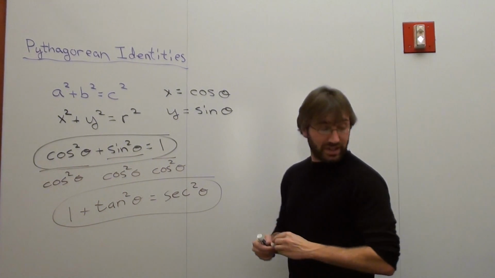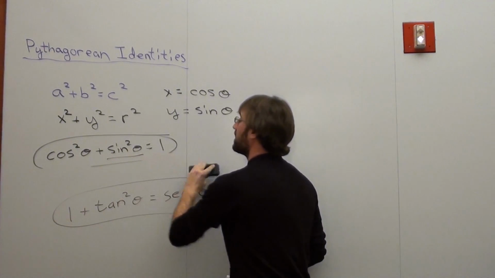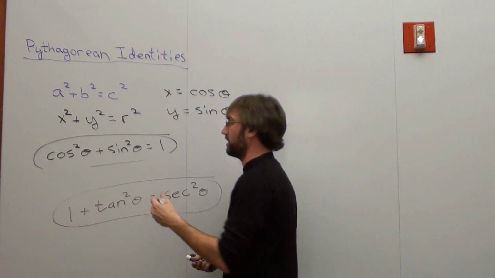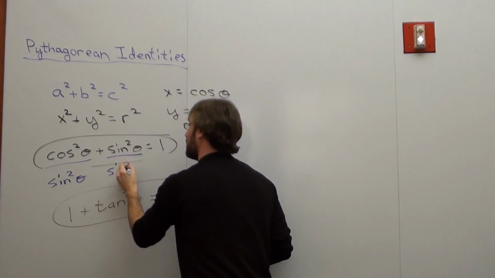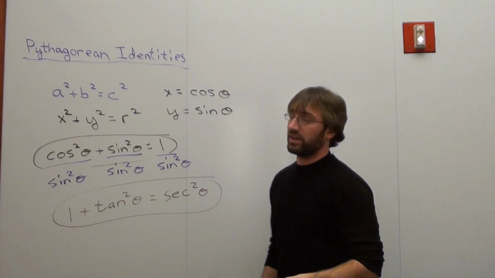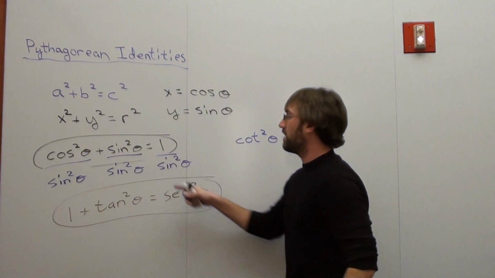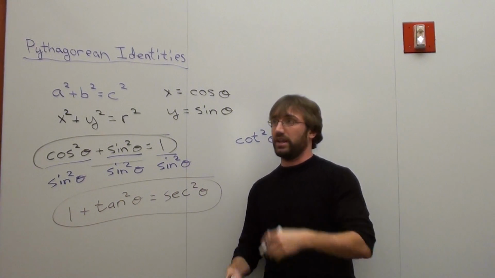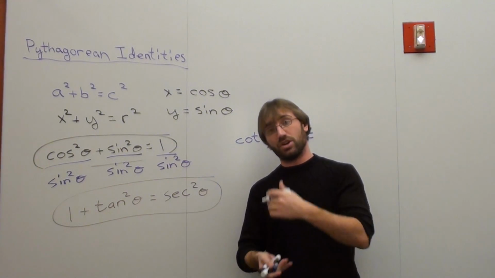The other one that you can do, instead of dividing by the cosine squared of theta, is divide by the sine squared of theta. You could also divide by 1, but you're going to get the exact same thing, so that's kind of fruitless. So if I divide everything by the sine squared of theta, I get cosine squared of theta over sine squared of theta, which is cotangent squared of theta, plus sine squared of theta over sine squared of theta, which is 1. And 1 over the sine of theta is the cosecant of theta, so 1 over the sine squared of theta is the cosecant squared of theta.